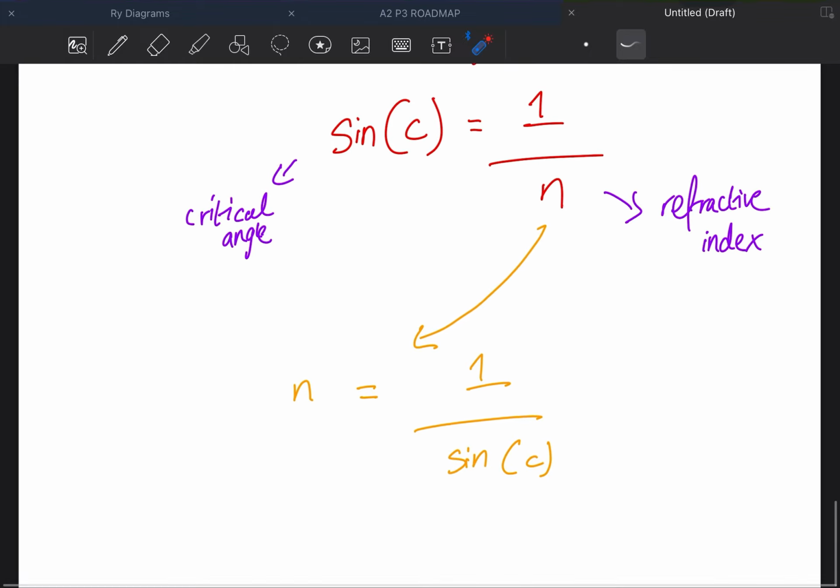So this equation also shows that the refractive index of a material is smaller than the critical angle.